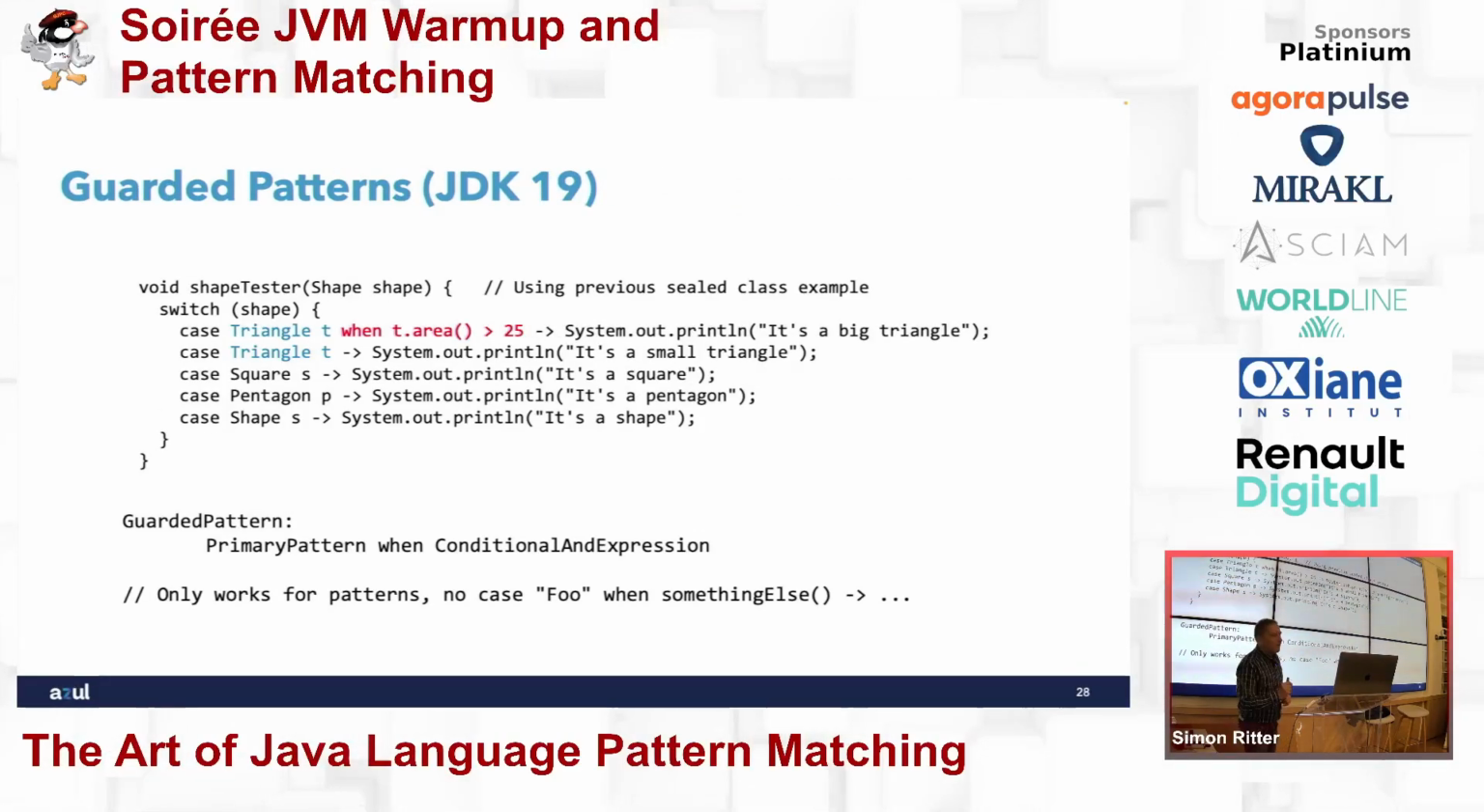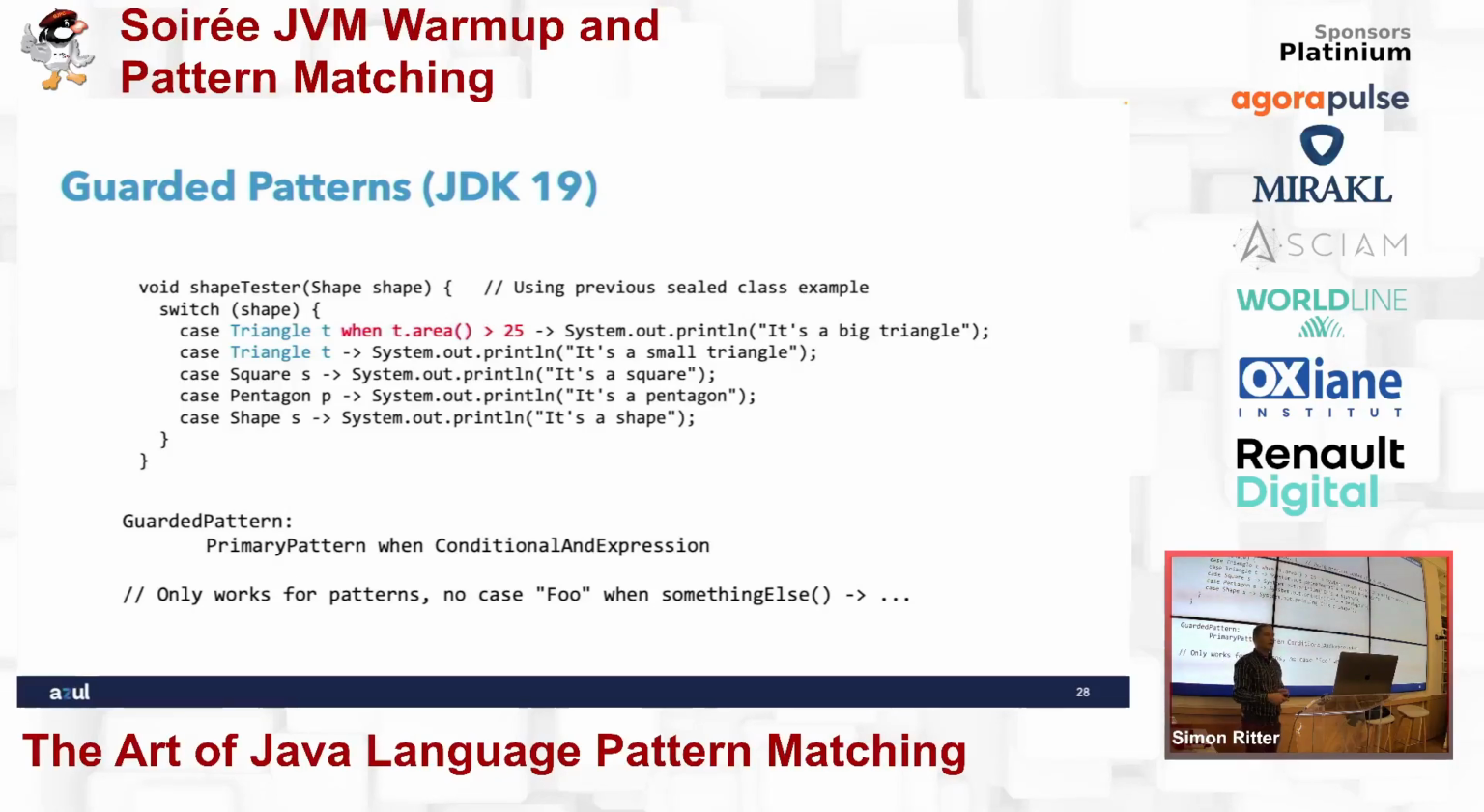Guarded patterns. Okay, so this is where things get a little bit more interesting. In earlier versions of Java, before JDK 19, they used the same syntax that we saw in the instanceof operator. So they said case triangle t && t.area is greater than 25. So we're adding what's called a guard to the pattern matching of the type. So we're saying if we've got a triangle, we know we have a triangle, so we'll also add a test to say, is the area of that triangle greater than 25? If it is, we print out it's a big triangle. We also have a case for triangle on its own, so if it's not greater than 25, we'll print it's a small triangle.